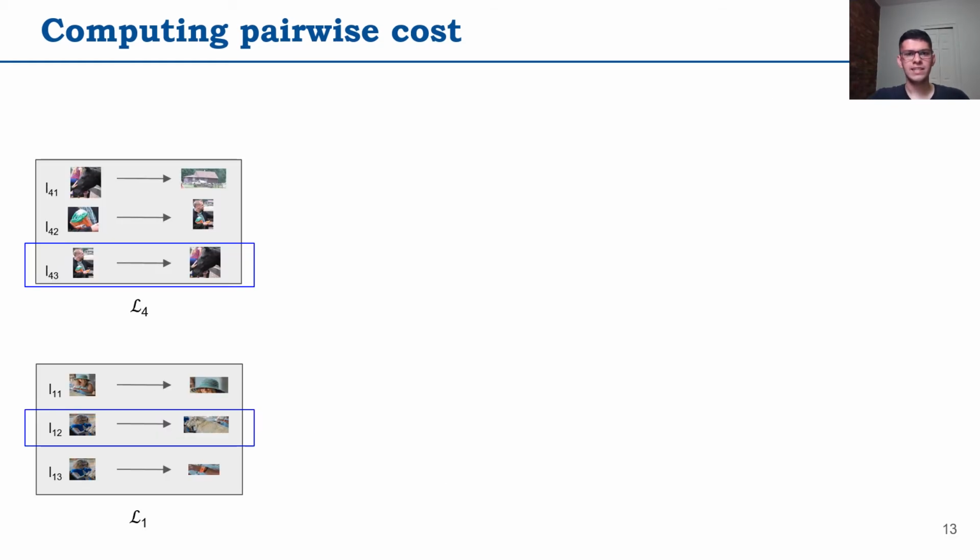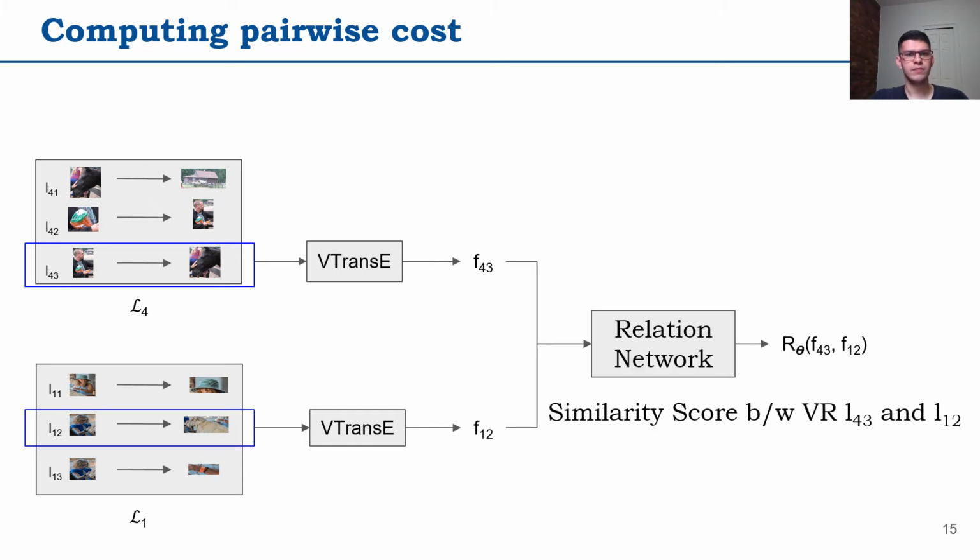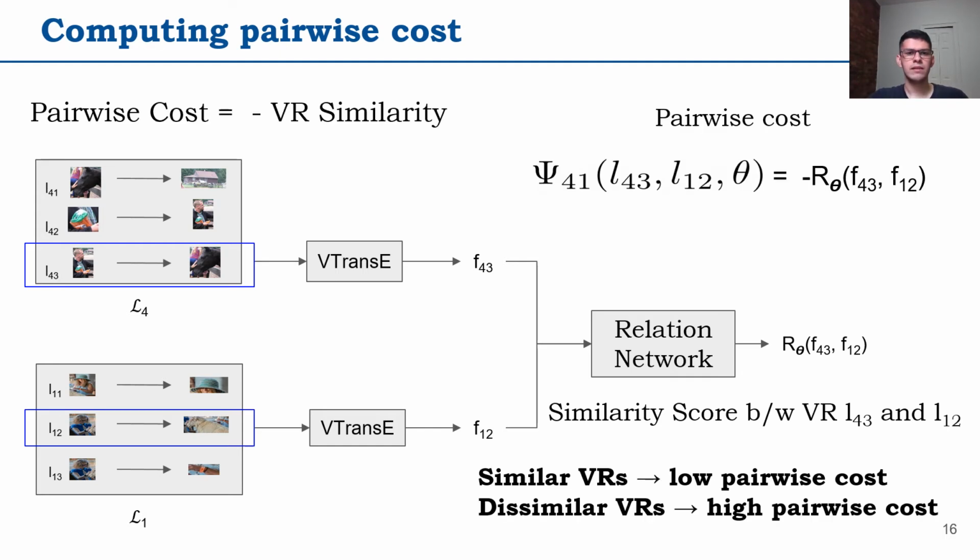As an example in this slide, if we select visual relationship L43 from image 4 and L12 from image 1, we will first get the VTransE encoding of the visual relationships as F43 and F12. We then use the trained relation network to get similarity score R. The cost of this selection is the negative of similarity R because we want selections having similar relationships to have low cost and dissimilar ones to have high cost.